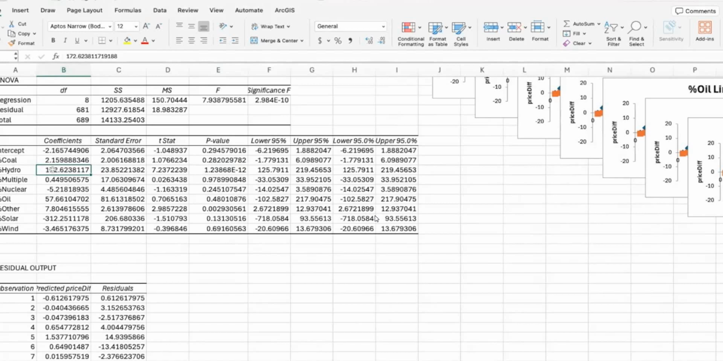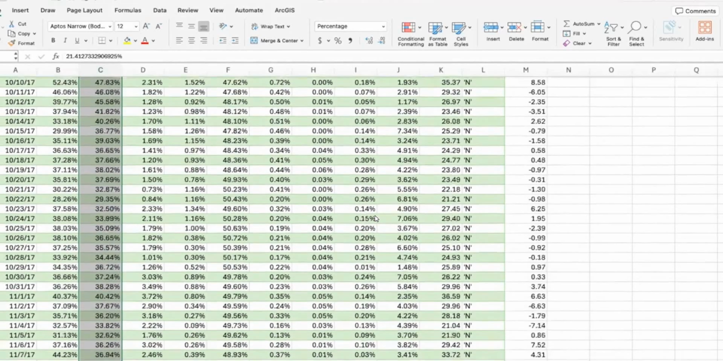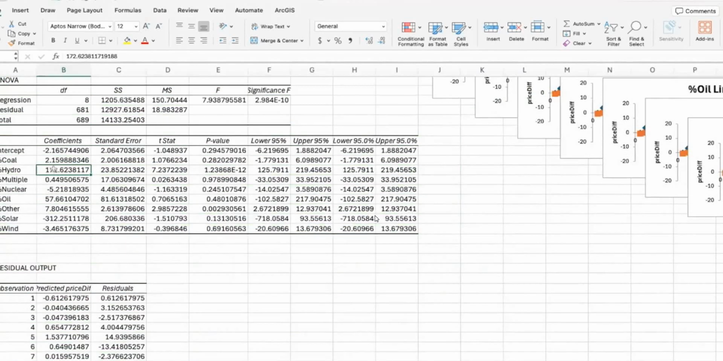So that is the degree of change. Here, the percentage of hydrogen is shown in percentage. If we look at the data, we see it's shown in percentage, the percentage of hydrogen, and it's here. So actually most of them are quite small, around 1%. So that explains the coefficient.